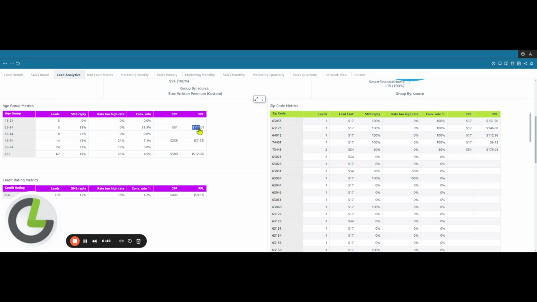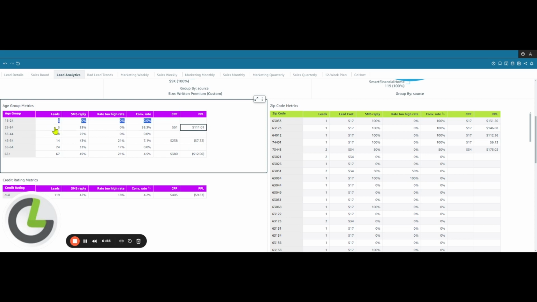So we can see that we are making $111 for every lead that comes in when they're between 25 to 34. It's only 3 leads, so probably a little early to make any decisions there. Something that we want to keep an eye on, let it ride out. But this could be something where I want to set up a separate profile with this age group. And I know I'm not getting that many leads, but I know I can afford to increase my bid or my lead price to try to get more leads.